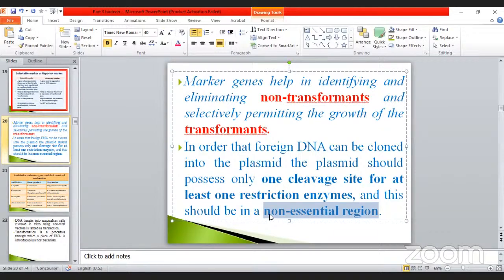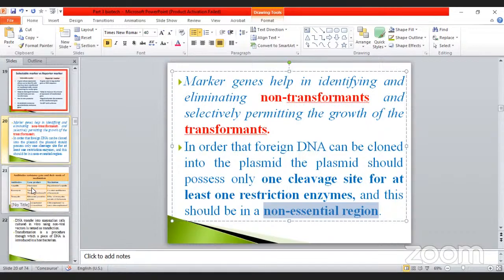So the marker gene is essential for the identification and elimination of non-transformants, and it is essential for the growth of the transformants. The non-essential region also has one cleavage site and one restriction enzyme. Such genes are called non-essential region, or otherwise non-essential genes. This is very, very important.